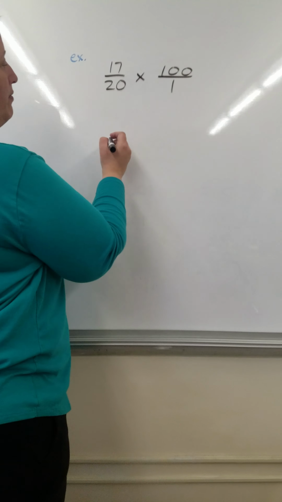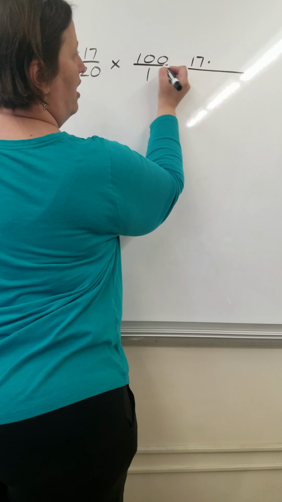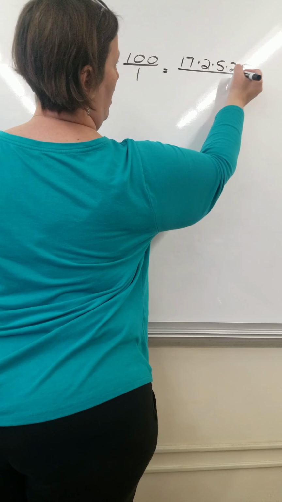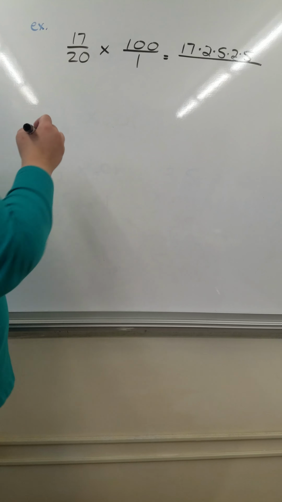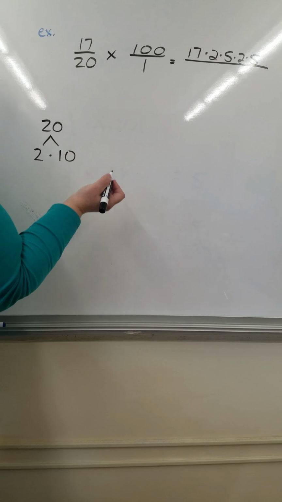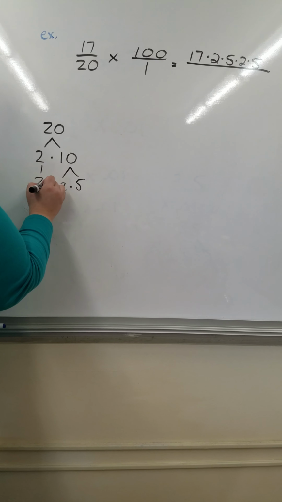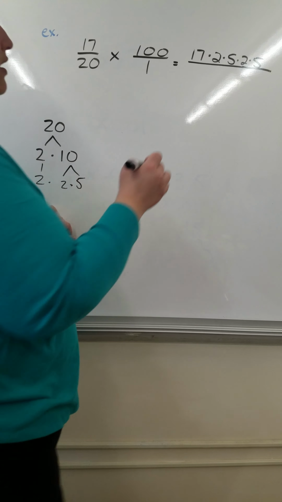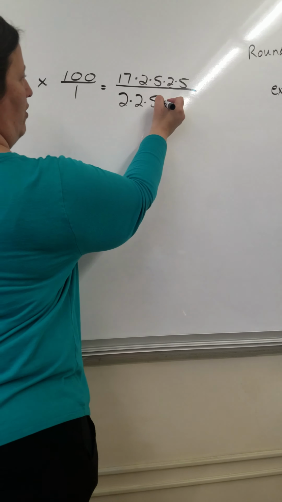So 17 is a prime number, but if you remember, 100 is 2 times 5 times 2 times 5. We learned that on the first video from this series. Now 20, let's see, that's 2 times 10 or 5 times 4, whatever you want to do. And then the 10 is 2 times 5. This 2 down. So 20 is 2 times 2 times 5. And then the 1 is a 1.